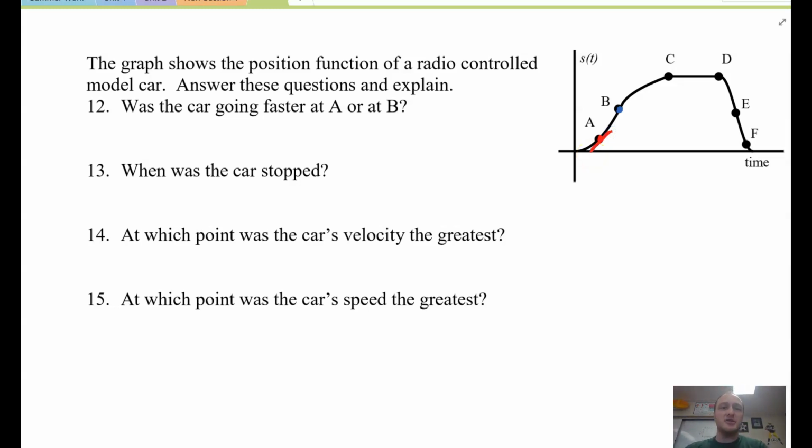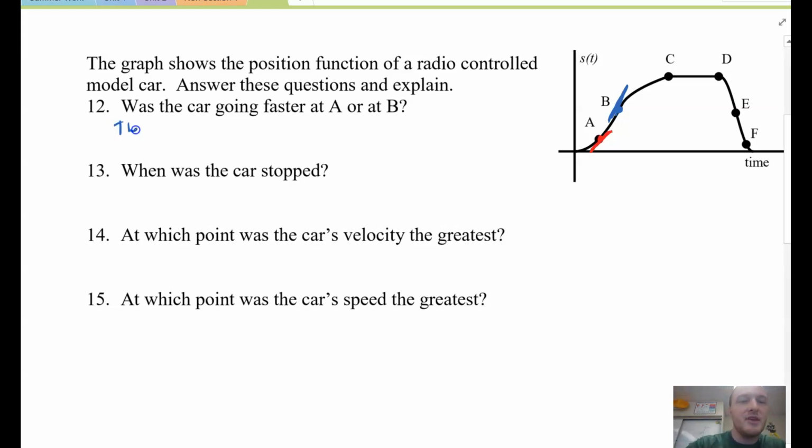So there's A, there's the slope there, and B, here is the slope at B. Okay, and you can get a rough idea. So the bigger the slope, the faster the vehicle is moving. The vehicle, it's a remote controlled car. Okay, so which of those is steeper? Well, that's going to be point B.